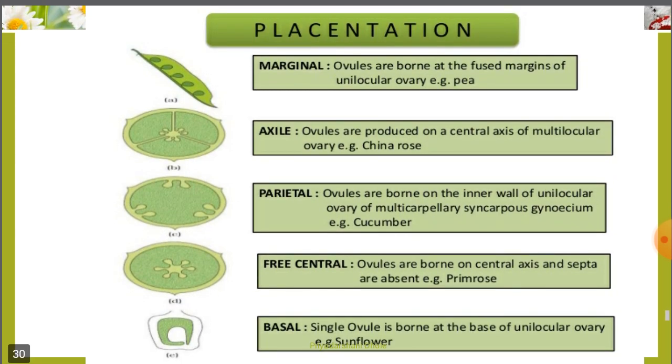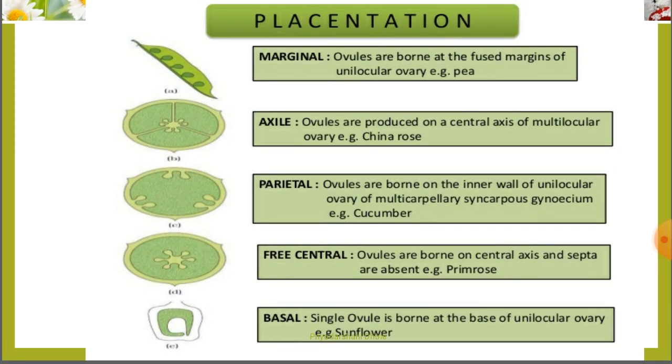Now the next one is placentation. What is meant by placentation? The arrangement of ovules in the ovary is called placentation. There are 5 types of placentation.